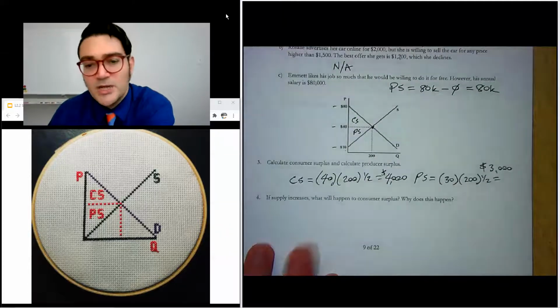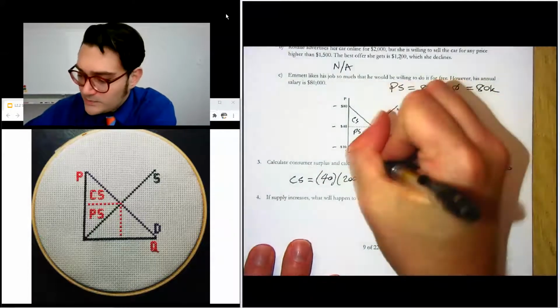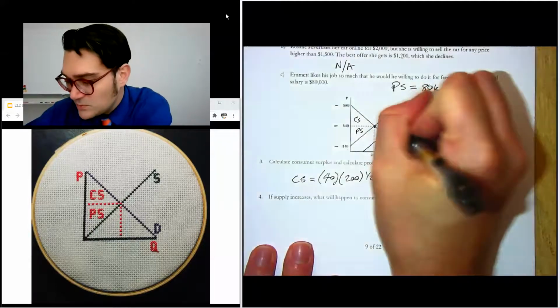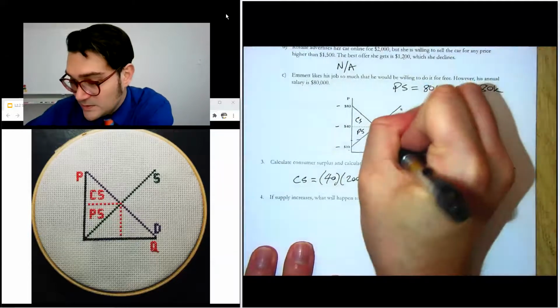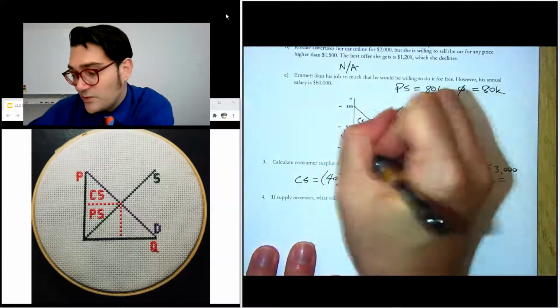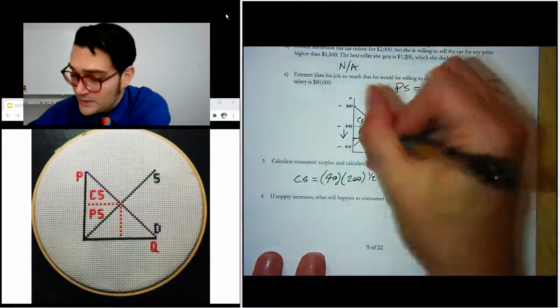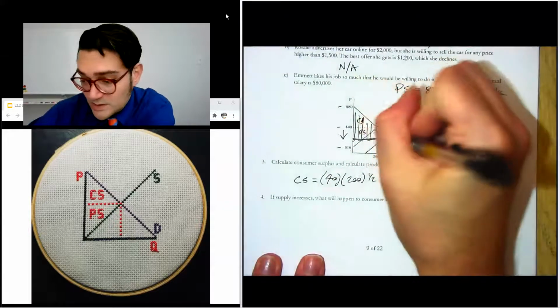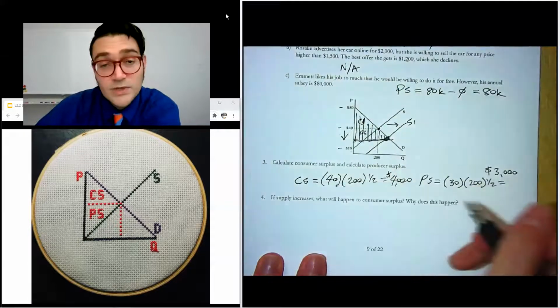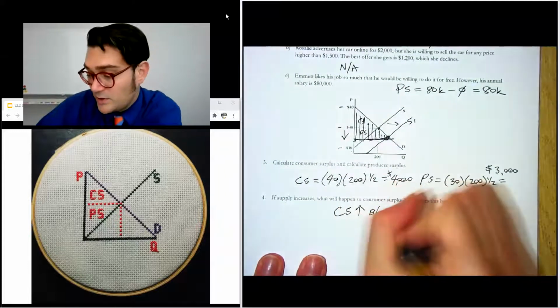Last but not least, if supply increases, what happens to consumer surplus? Well, if supply increases, what happens to the price? It gets lower. So what would happen to the consumer surplus? Well, if the price is now lower, then all of this is consumer surplus. So we'd say consumer surplus increases because price decreases.